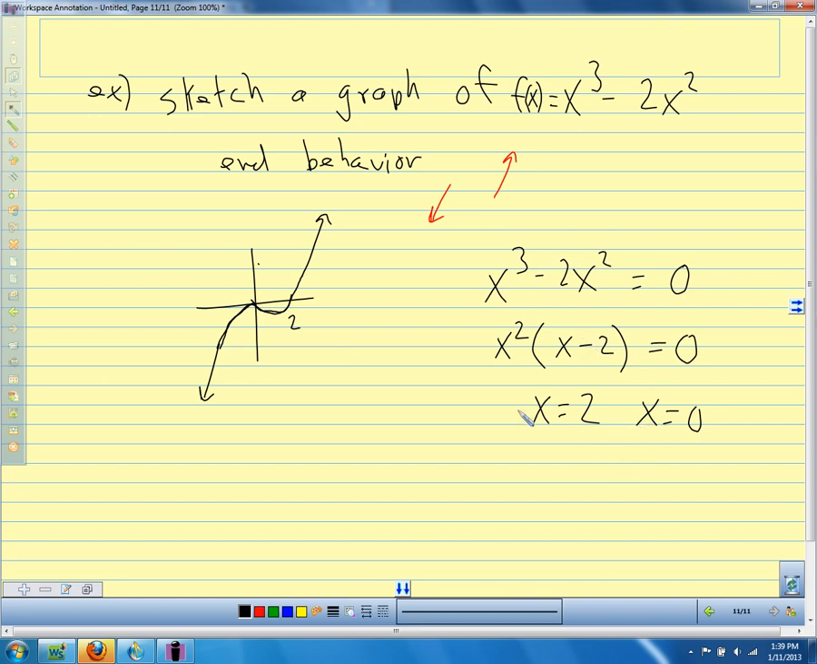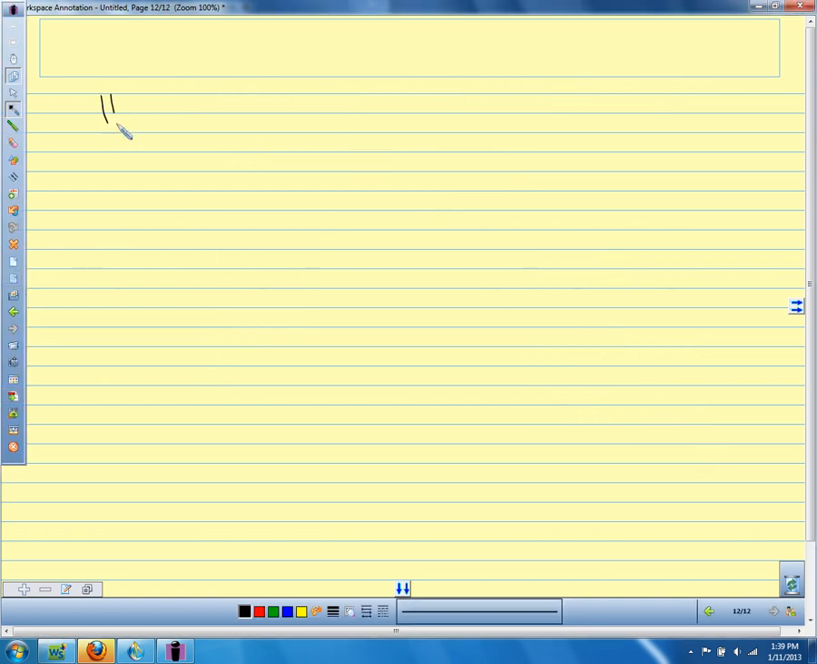We could plot some additional points to make it more accurate. We could just plug in some values for x to get some additional points to make our graph more accurate. I could plug in x equals 1 and figure out where we are down here. I could plug in x equals negative 1 and get a point over here to get a more accurate picture of my graph. So this is one way we use the end behavior and the zeros to get a rough sketch of our graph. All right, homework.